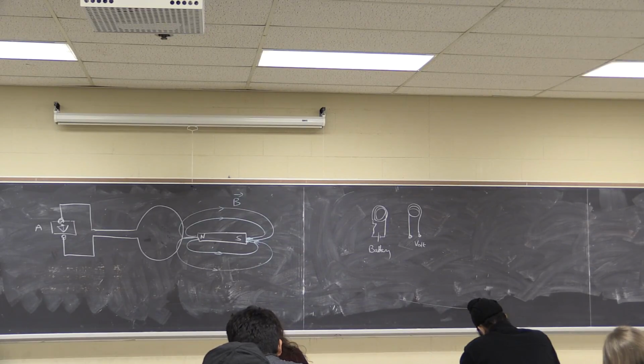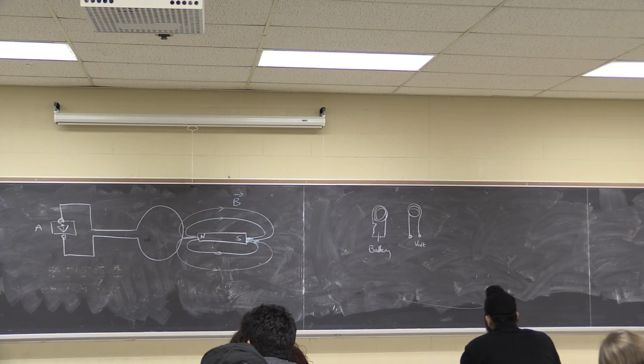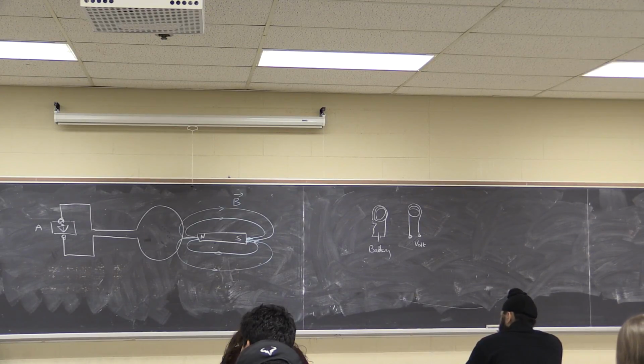Because I've argued when there's a uniform current flowing in the wire, there's no induced current or induced voltage in that second wire. I have to be changing the magnetic field in the second loop to generate a voltage or a current.